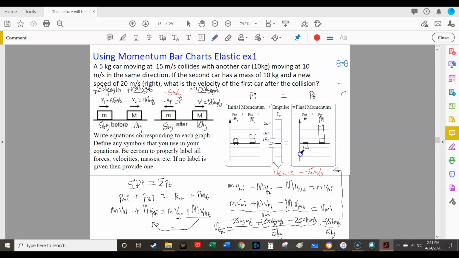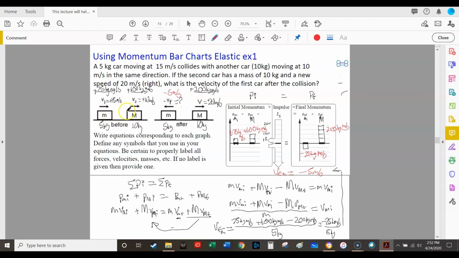And that means this has got to be negative 25 kilogram meter per second, because this is 200. This is 100, positive 100. And this is positive 75. So, makes sense. And that's kind of how you walk through a problem.